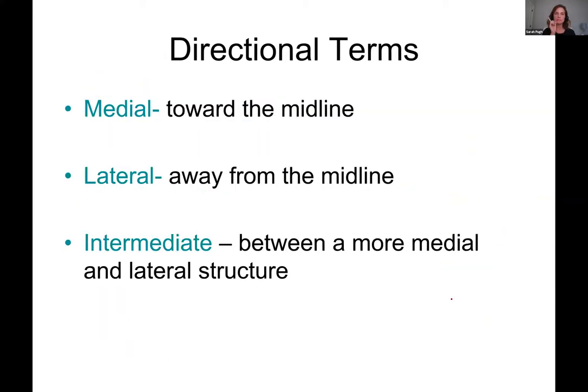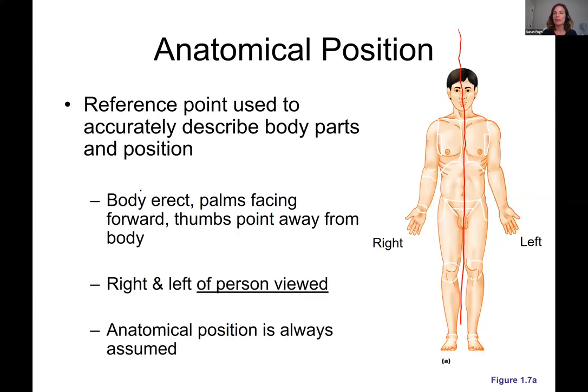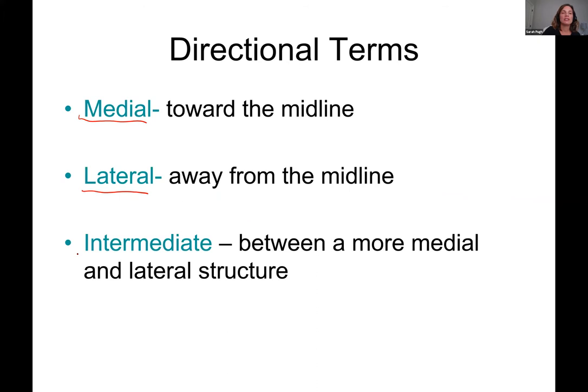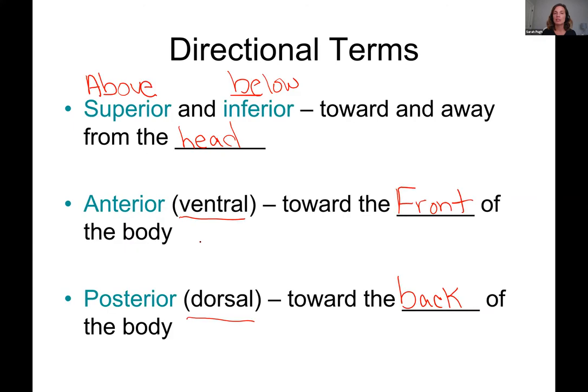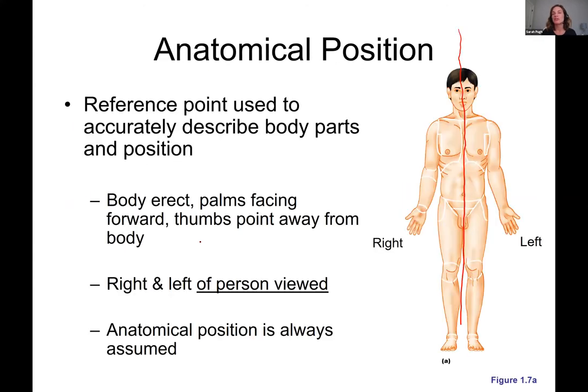All right, so another term is lateral. Lateral just means away from the midline or farther from that midline. So we could swap that and say the ear is lateral to the eye, right? It's farther from that midline than the eye is. And then the last term is intermediate, and this just means between something that's more medial and lateral. A great example here, using the head again, is to say the eye is intermediate to the nose and the ear, right? It's in between something that's more medial and lateral.